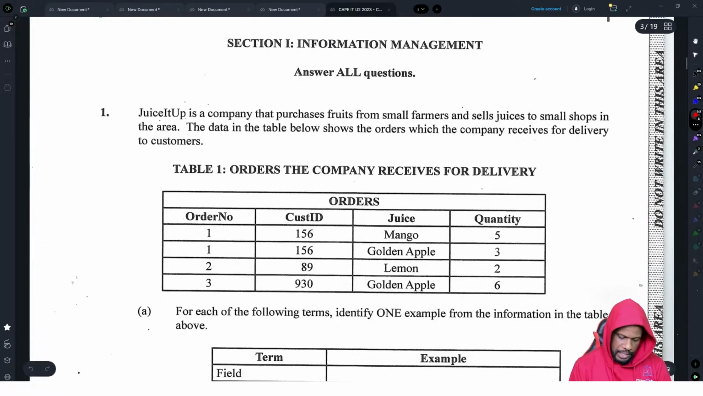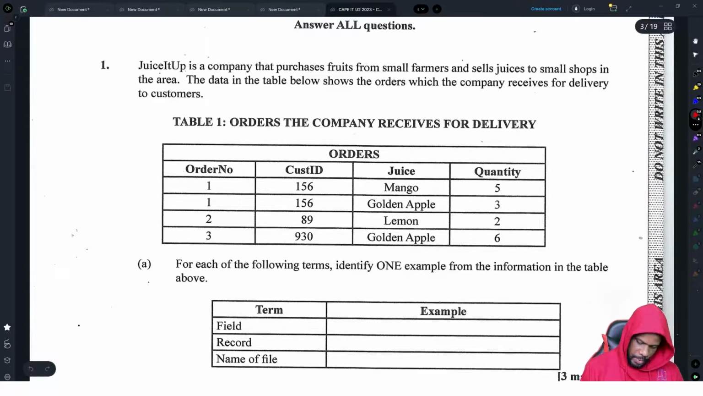Juice It Up is a company that purchases fruits from small farmers and sells juices to small shops in the area. The data in the table below shows the orders which the company receives for delivery to customers. Table 1 is our orders table. This is a database. For each of the following terms, identify one example from the information in the table. A field will be order number, or it could be customer ID, or it could be juice, or it could be quantity. Any one of them will be a field.